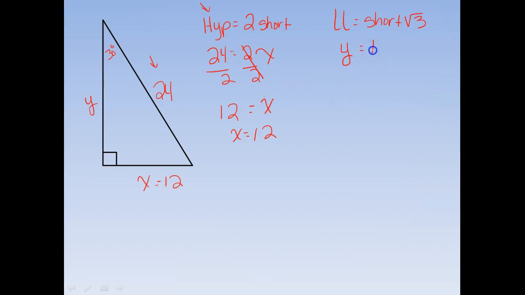Your short leg is 12. We just found that out. Root 3. And that is it. Yes, it is that simple. So you would say x, the short leg, is 12, and the long leg y is 12 root 3.